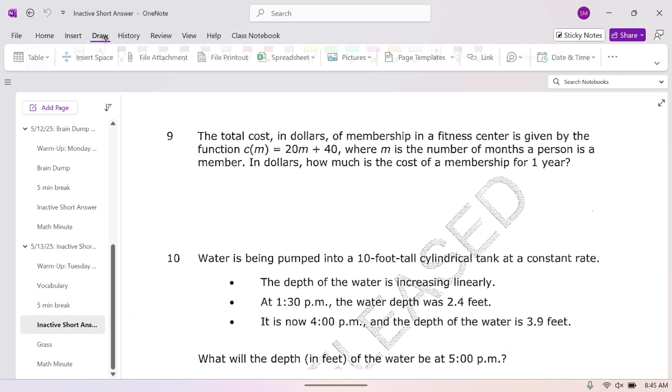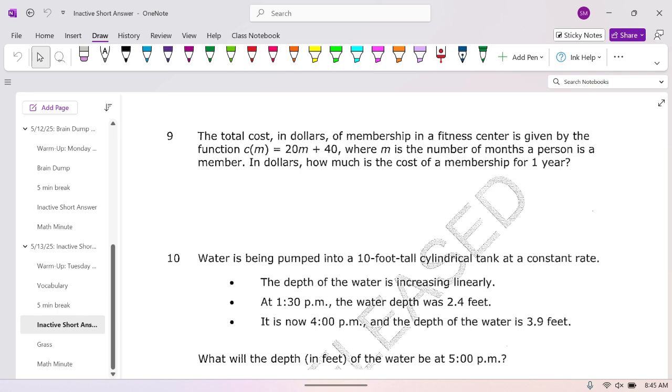All right. Now, let's look at number 9 first. The total cost in dollars of a membership in a fitness center is given by the function C of M equals 20M plus 40, where M is the number of months a person is a member. In dollars, how much is the cost of a membership for 1 year? All right. So we're just going to go through the whole GRASS process.